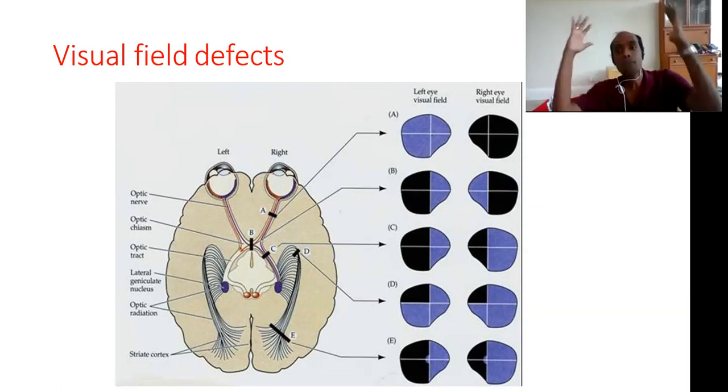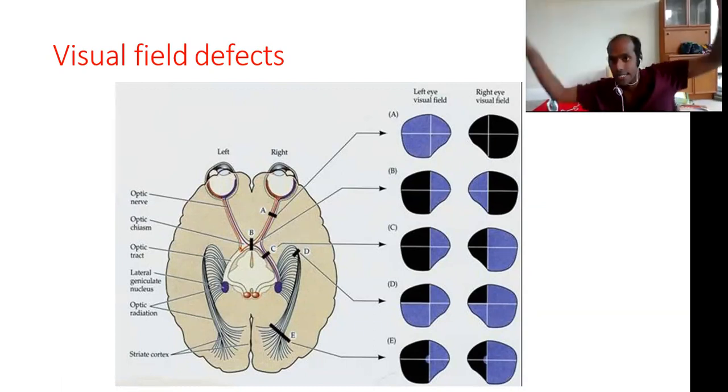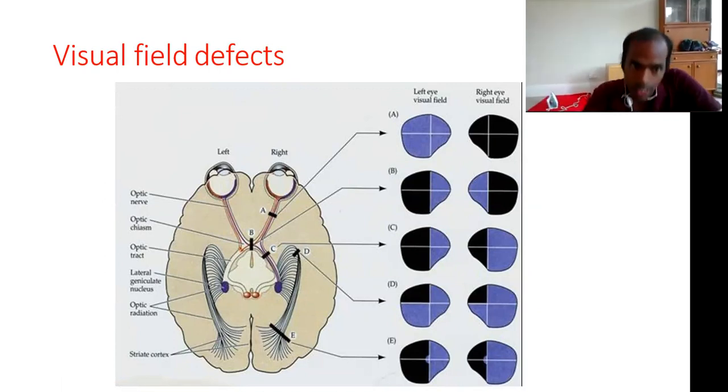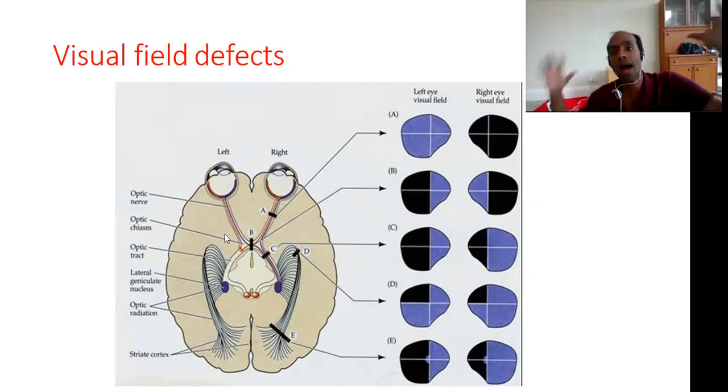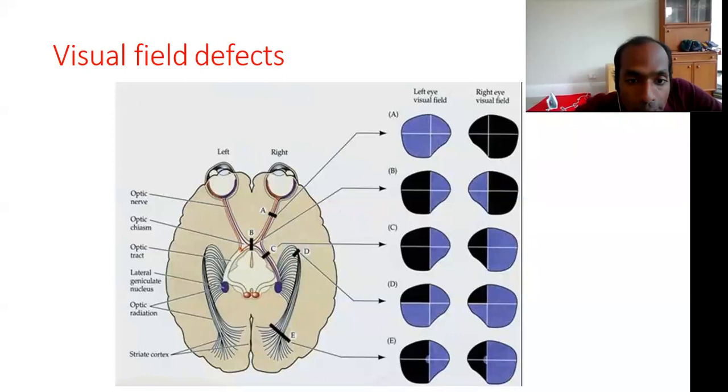This is bitemporal hemianopia, where the patient cannot see the two temporal sides of the visual field. This is called bitemporal hemianopia. And the lesion, so first question, where is the lesion? The lesion is always in the optic chiasmal region. You can see that B marked in the main image there.